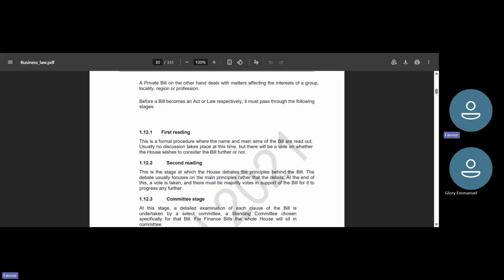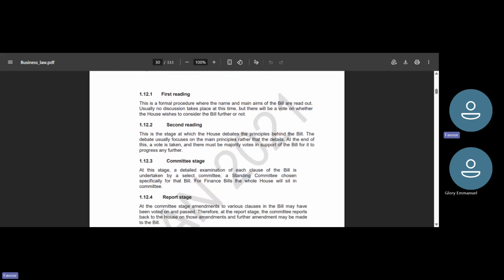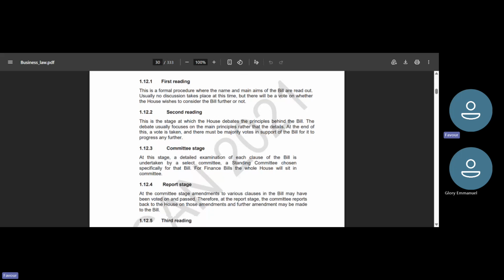The second reading is the stage where the House debates the principles behind the bill. The debate usually focuses on the main principle rather than the details. So they'll say, okay, what is the principle of this bill? They will not look at the in-depth details first of all, right? The first reading is just reading out the bill. They will not discuss it. They'll say, should we consider this or not? The second is, let's look at the principle of this bill. Should it be passed for further progress or not? So if at the end of the day there is a majority vote in support of the bill, it progresses to the next stage, which is the committee stage.